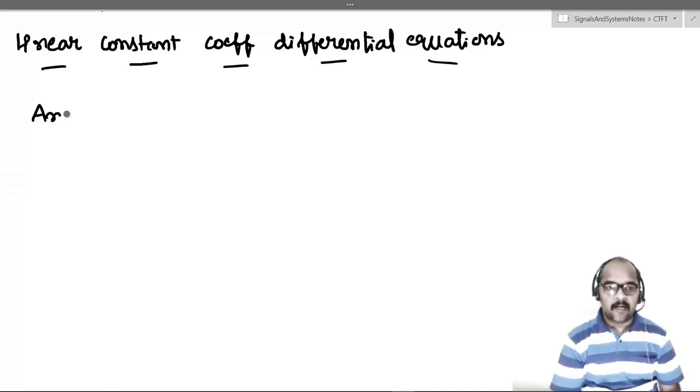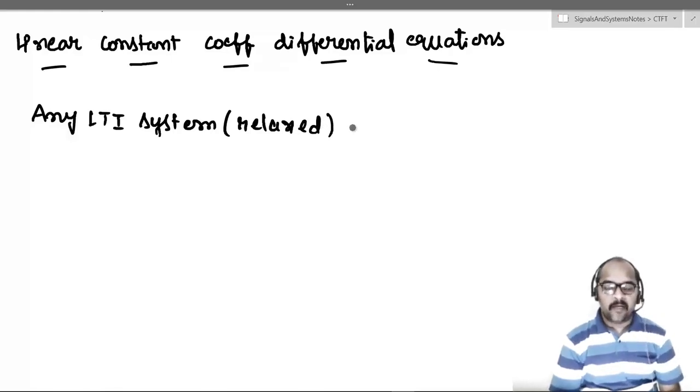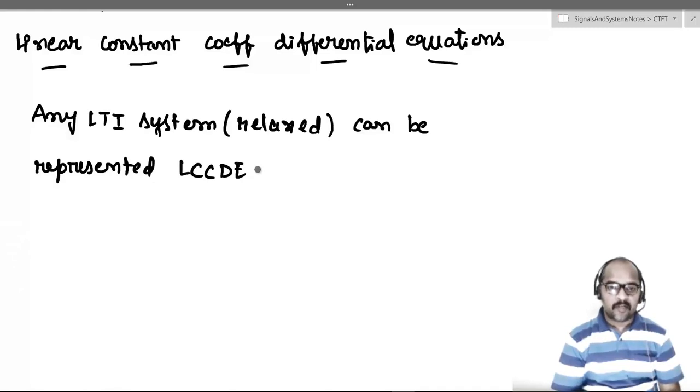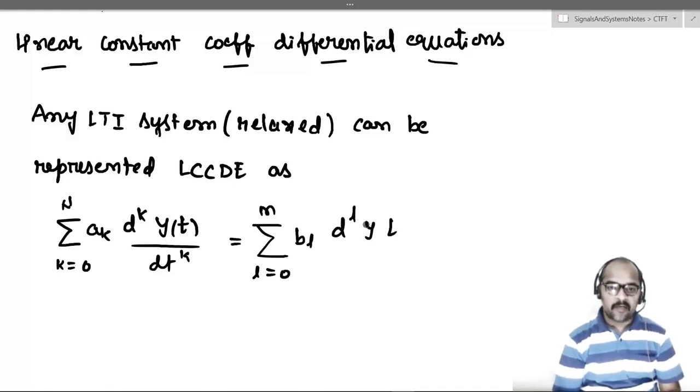We said that any LTI system which is relaxed, where relaxed system means the initial conditions are zero, can be represented as a linear constant coefficient differential equation: summation k equal to 0 to n a_k d^k y(t)/dt^k equals summation l equal to 0 to m b_l d^l x(t)/dt^l.